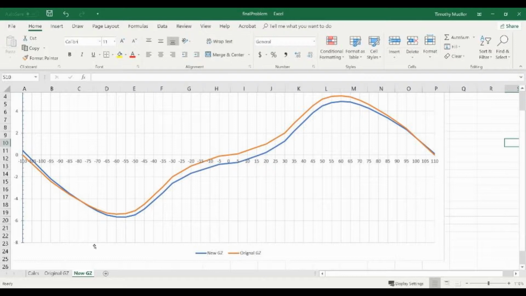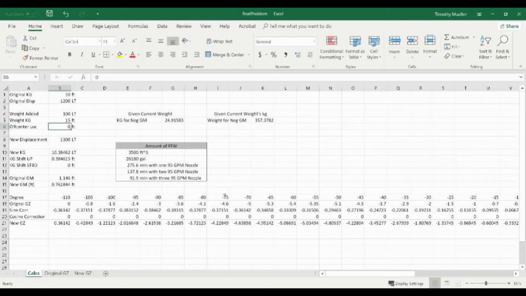So now let's look at the different things that we can do with this sheet and see exactly how angles of list, angles of loll, and other things turn out. Now, a couple of the examples I'm going to show you in this video are going to be a little bit extreme, just so you can see how the graph's behavior changes when we add weight high, low, really far off center, and something like that. So let's just start off here.